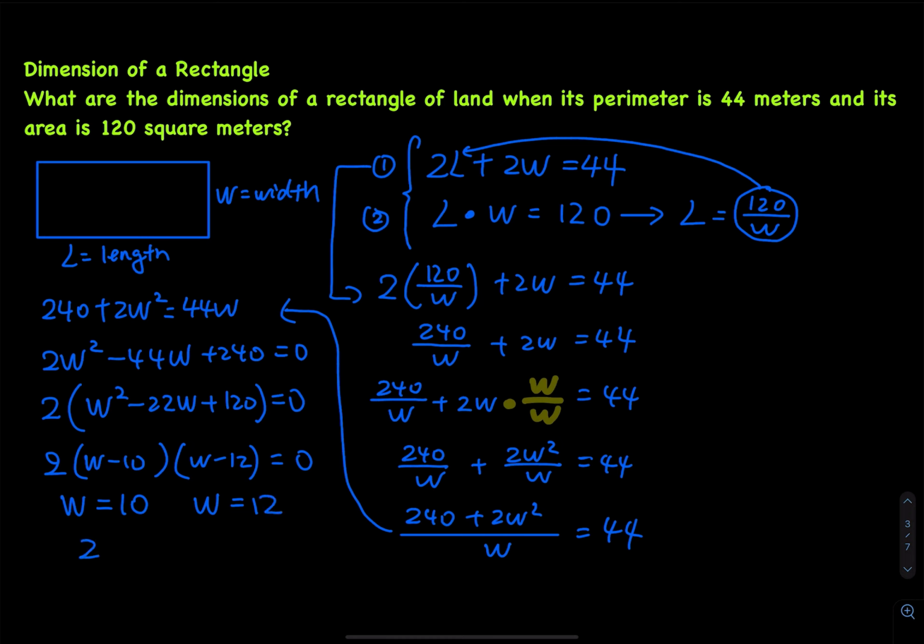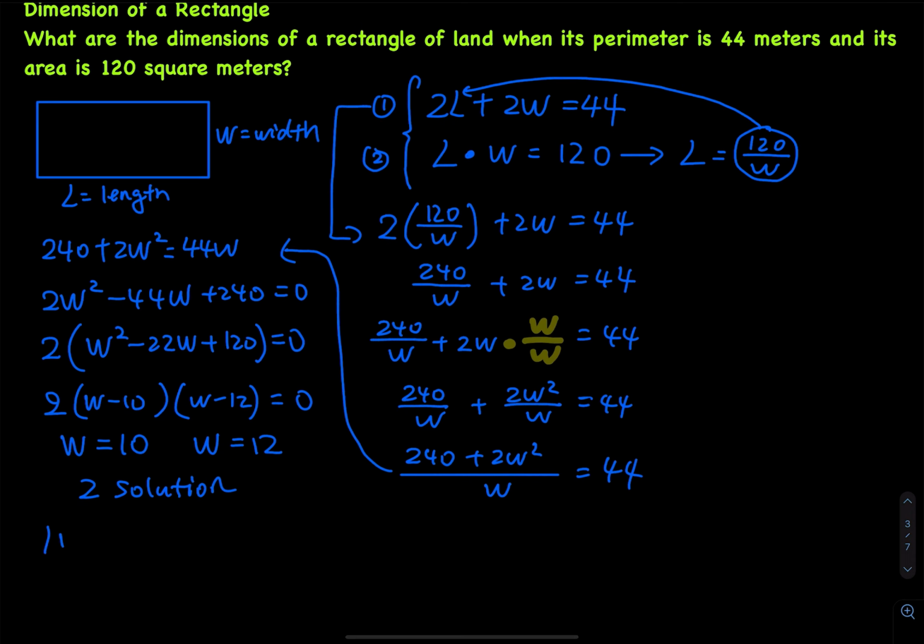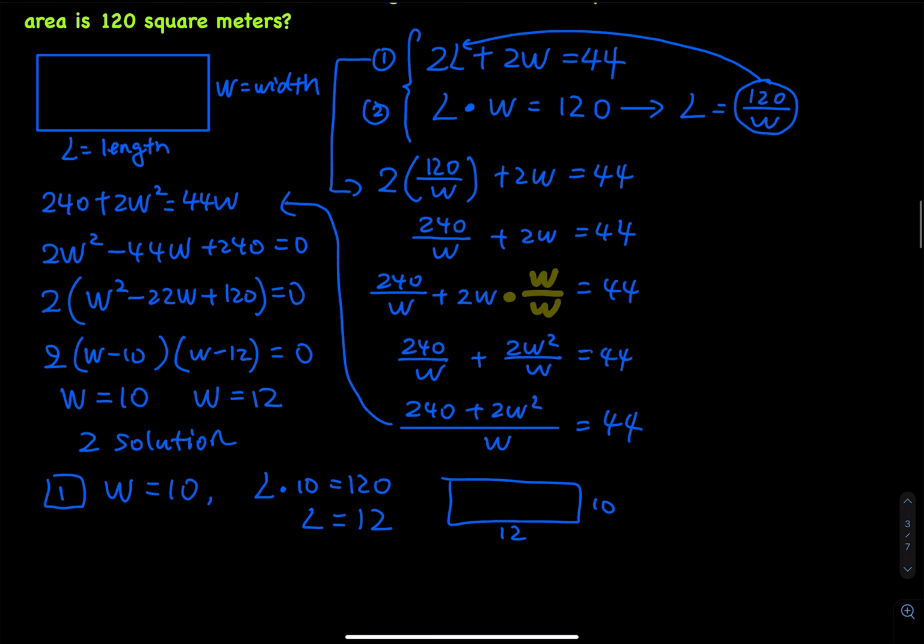Okay, so there are two solutions. So what happens when W is equal to 10? The length times width is equal to 120. So I am supposed to use the 10, and then L is equal to 12, right? And then this will be a 12 by 10. And then the second solution is when W is equal to 12, then that will be 10 by 12. You have L multiplied by 12 equals 120, and then L is equal to 10.